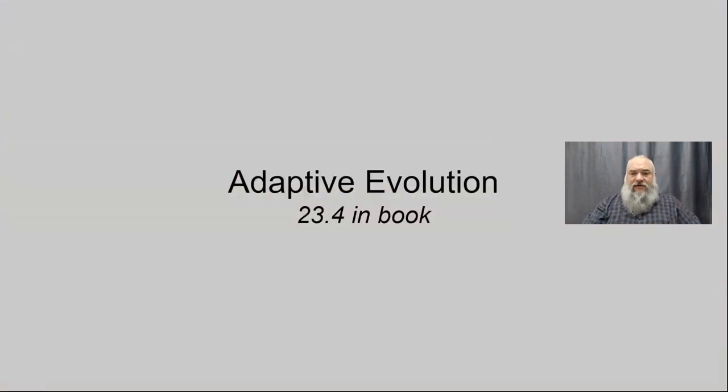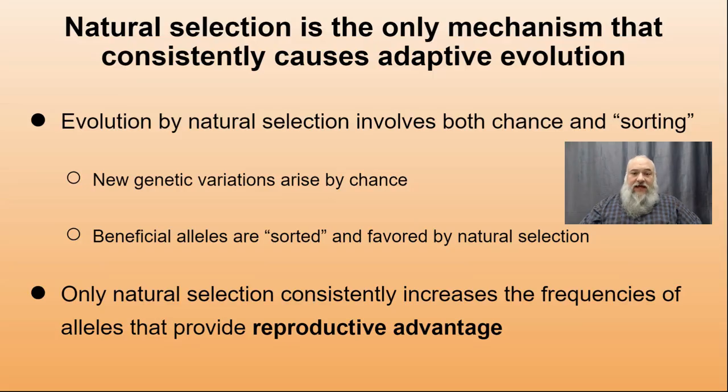Welcome back, guys. Now let's take a look at adaptive evolution. Natural selection is the only mechanism that consistently causes adaptive evolution. So, remember, adaptive evolution is evolution and change in a species to better fit the environment. Natural selection is the only one that consistently causes that.